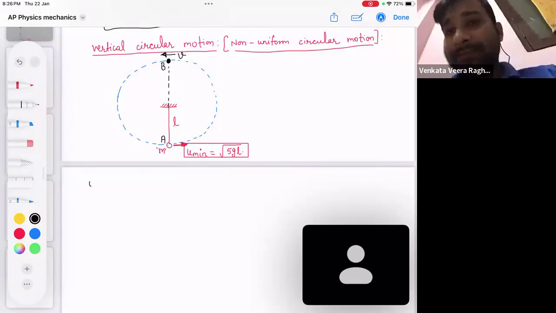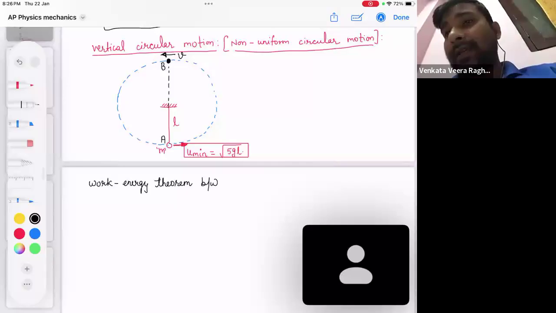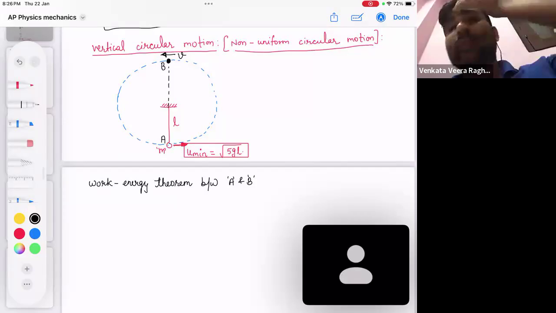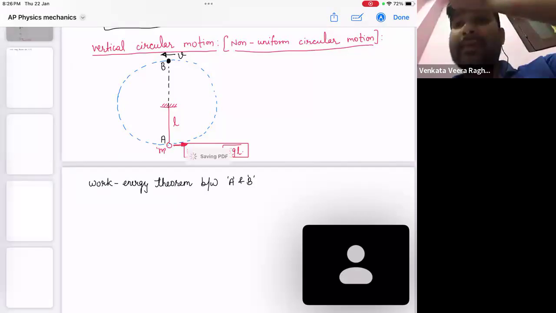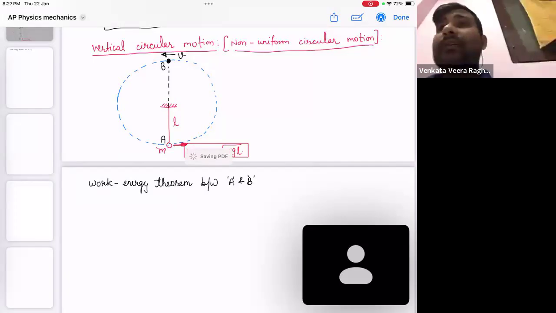So we are going to apply the work energy theorem. And the work energy theorem can be applied between any 2 points. So between which 2 points? Between A and B. A velocity is known to me, B velocity I want to find out. So I'm going to take A as my initial point and B as the final point, and apply the work energy theorem between A and B. What is the work energy theorem? Tell me, all of you, are you aware of the work energy theorem?